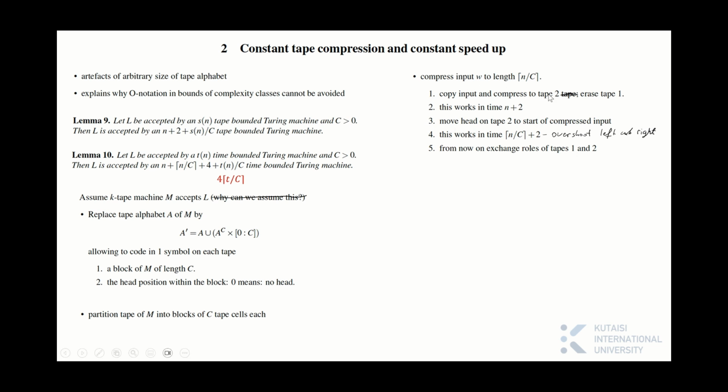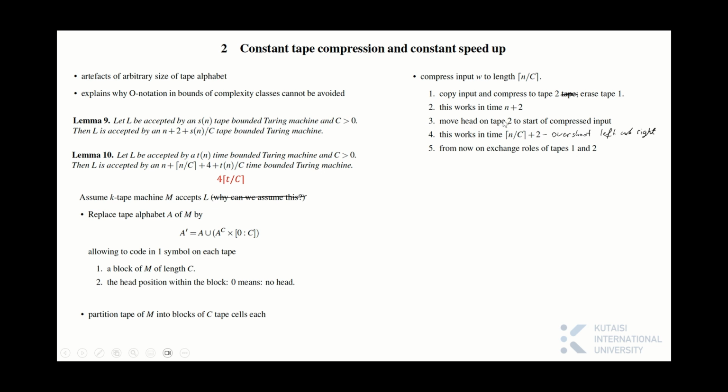So let's say on tape 2, what I do is I copy the input and compress it to tape 2 and erase tape 1. So I have to read n many bits in the input and maybe overshoot it left and right for blanks. So it's something like n plus 2. And I also now write it in blocks on tape 2 and I erase tape 1. Then I move the head on tape 2 to the start of the compressed input.